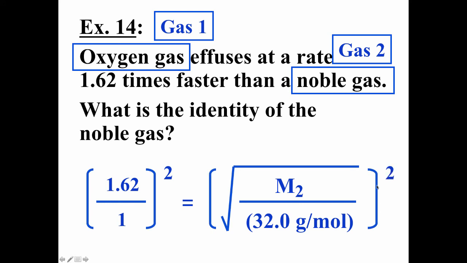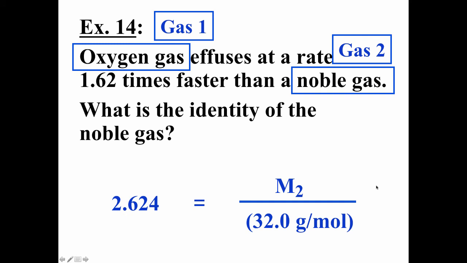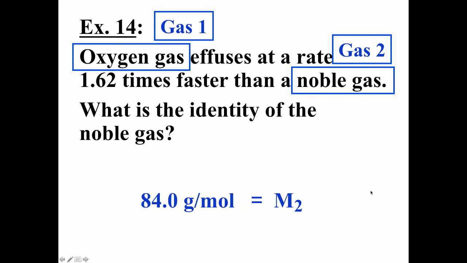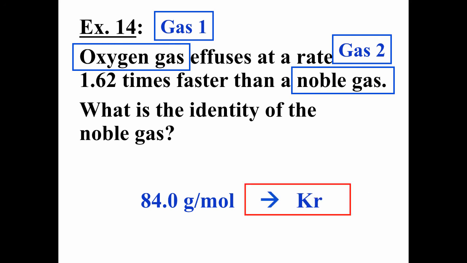We want to get rid of the square root by squaring both sides. Then 1.62 squared is about 2.624. The square root sign is gone. And now we multiply both sides by 32. That gives us 2.624 times 32 grams per mole is equal to M2. And therefore the molar mass of the unknown noble gas is 84 grams per mole. And if you look on a periodic table, we'll see that that is the noble gas krypton.